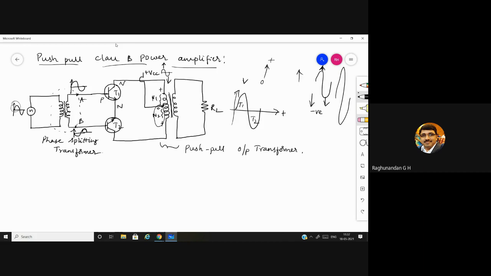So, coming to our, as usual, we need to start with our efficiency calculation. What is the first step in efficiency calculation?